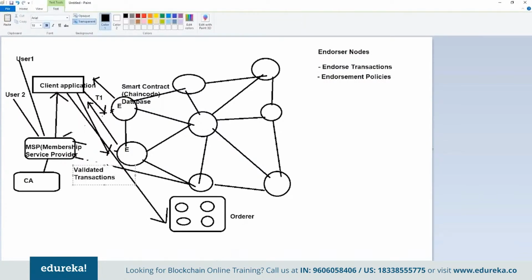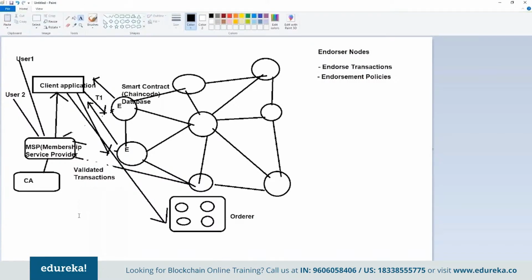So just remember one thing, that in a Hyperledger network, the smart contract is only running on endorsers. A smart contract is not running on orderers. It is not running on these remaining nodes. These remaining nodes are called committer nodes. The smart contract is only running on endorser nodes, and the rest of the nodes only have the blockchain database. They are not running the smart contract. So once the endorser nodes verify that the transaction is correct, it will give it to the ordering service.